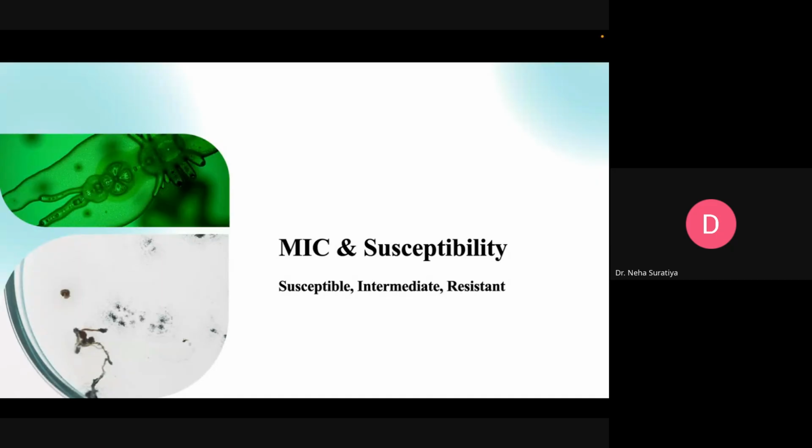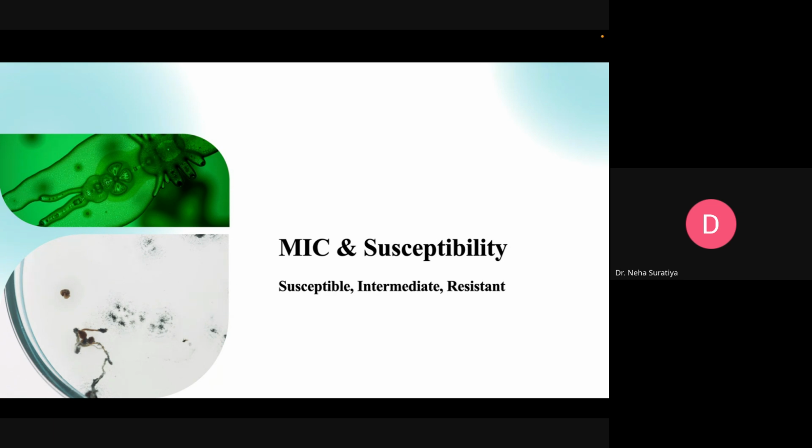Break point means S, I, and R: susceptible, intermediate, and resistant. So break point means susceptibility category. We need to understand that even if it is susceptible, how susceptible it is. There is a category of susceptibility. It is 100% susceptible, it is S. If it is intermediate, it means it may or may not work, and resistant means complete no.